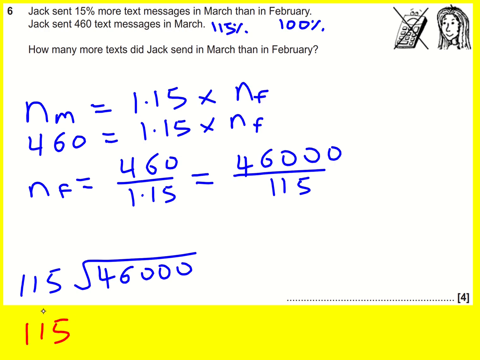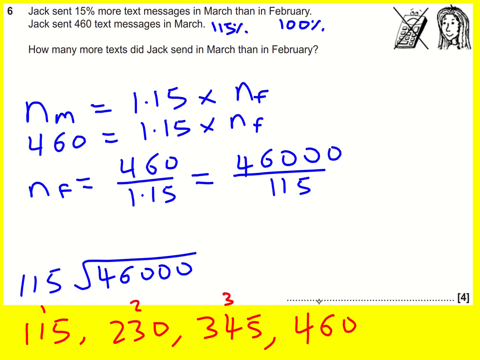So 115 times 1, 115 times 2 is going to be 230. I'm just adding 115 every time in my head. 115 times 3 is then going to be 345. And look at this, 115 times 4 is 460, so that's good. Actually, this division is not as bad as we might first have thought. So basically, we're going to put 4 there, and we get 0, 0. So the number of texts in February was 400.